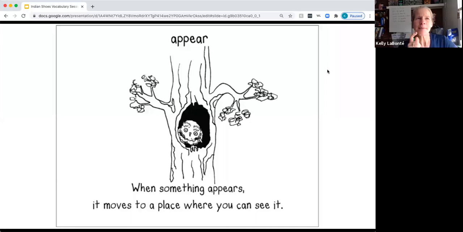So let's think. I'm going to say something, and if you think that what I say connects with appear, put your thumb up. But if you think it doesn't, put your thumb down. And here's the thing. It's not about getting an answer right or wrong. It's about being able to explain why. When you can explain why, that means that you are understanding the word so well that you could teach it yourself. Okay, here, let's go.